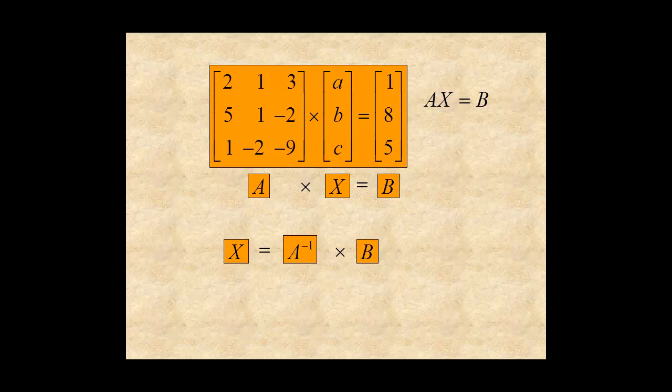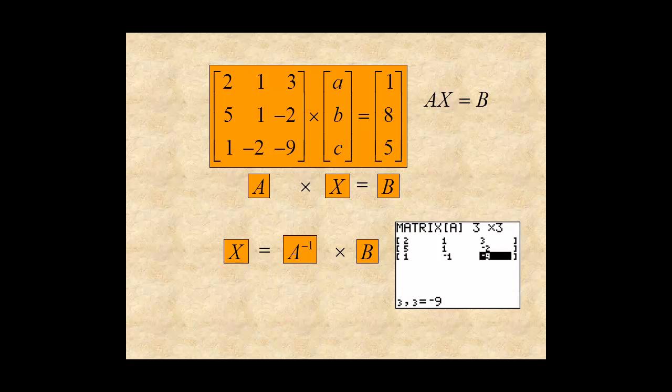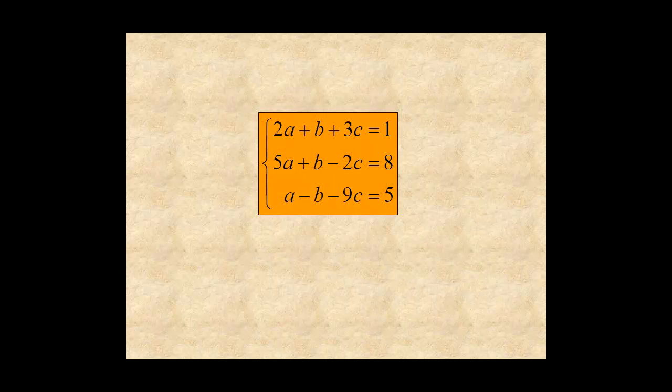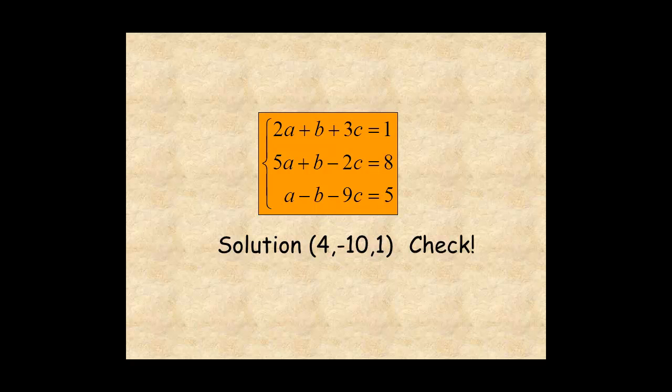Here is the coefficient matrix in memory. Here is the constant matrix in memory. And here is the solution, the inverse of matrix A times B. For A equals 4, B equals -10, and C equals 1. So the linear system has the solution 4, -10, 1. Be sure to check the solution.